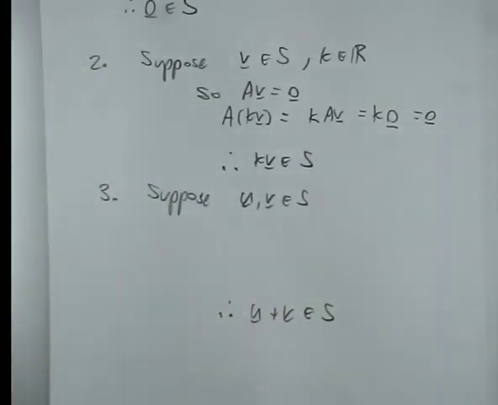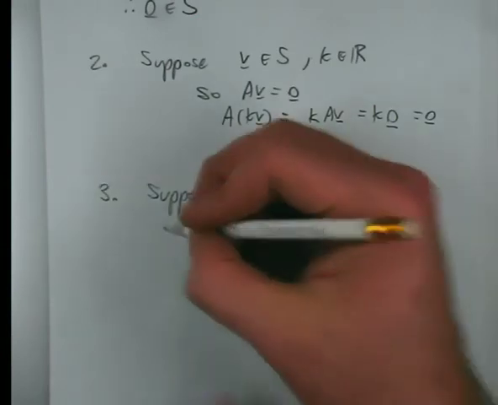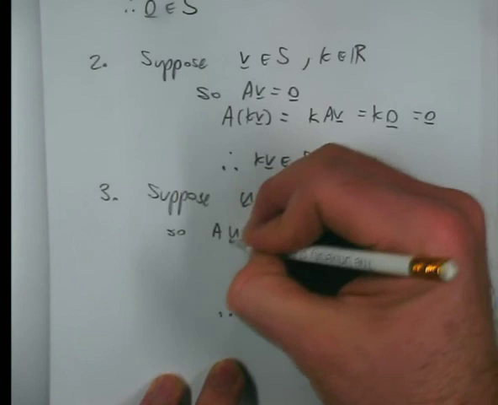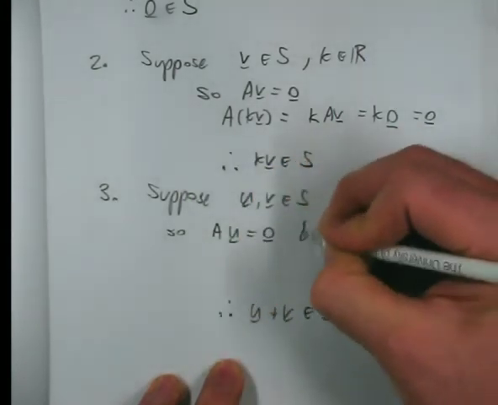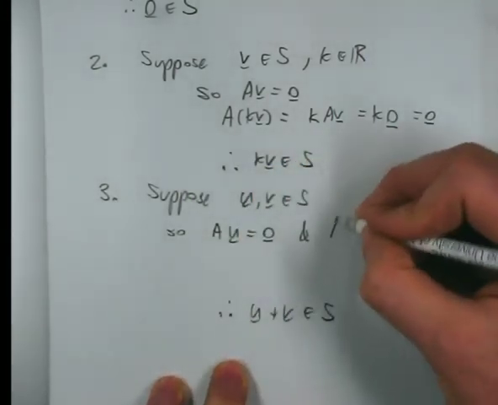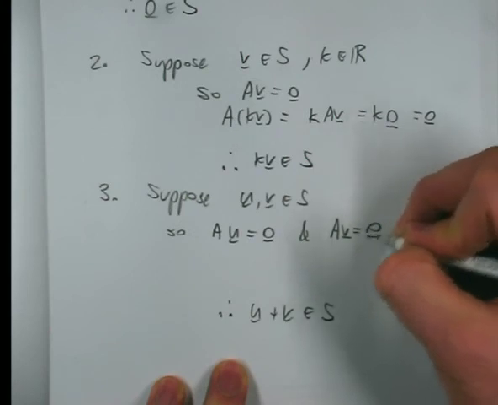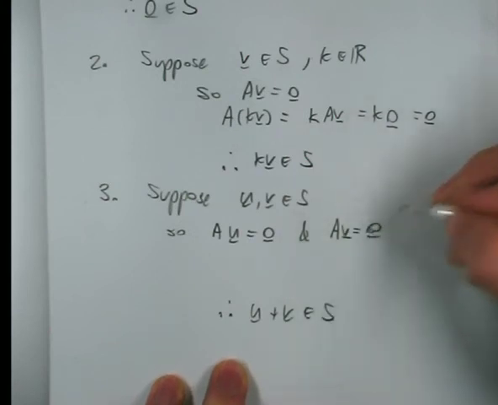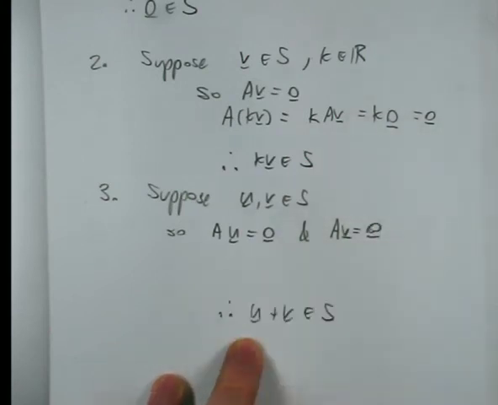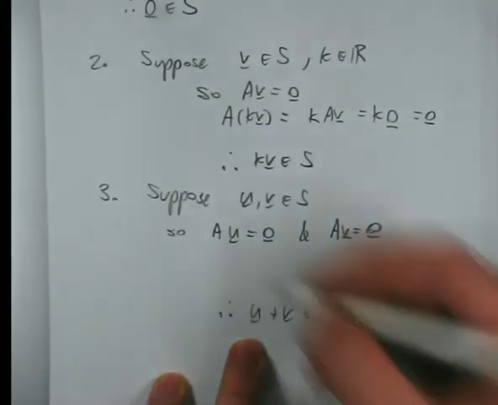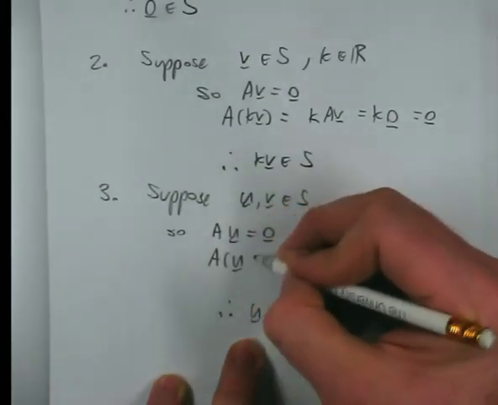Okay? Well, the rule for u being in S would be that u would go in the spot of x and it would come out to 0. And the rule for v being in S would be that v would go in the spot of x and it would come out to 0. And then what I want is for u plus v to satisfy that same equation, because that's the rule for that being in S. So A(u plus v).